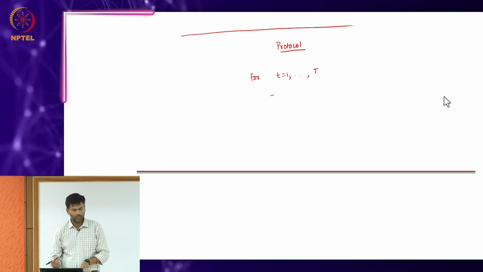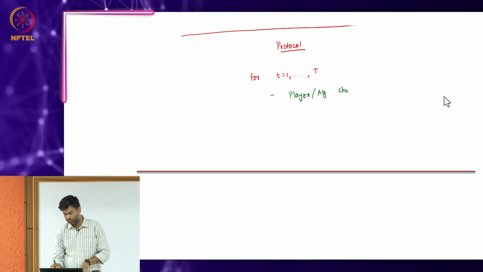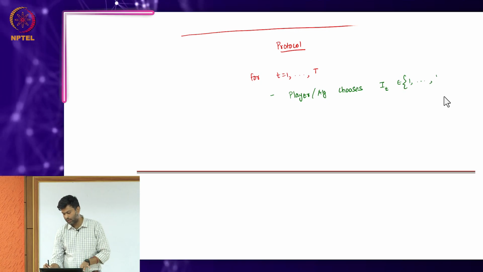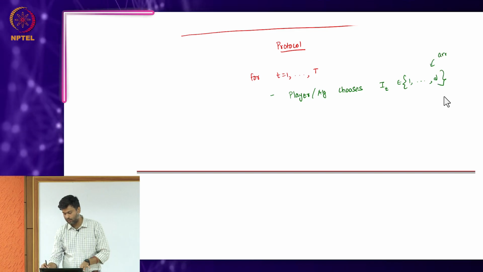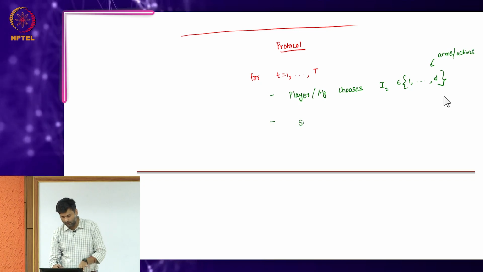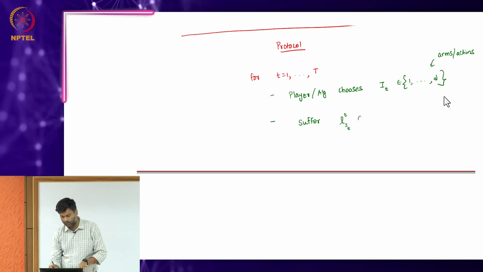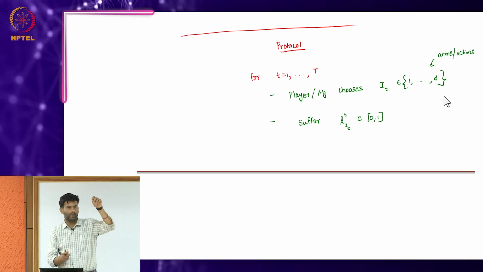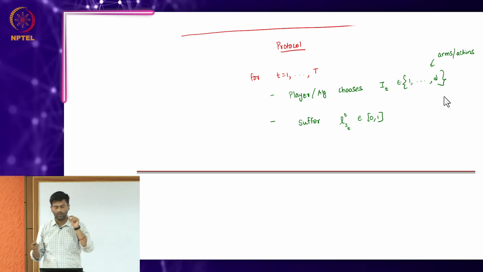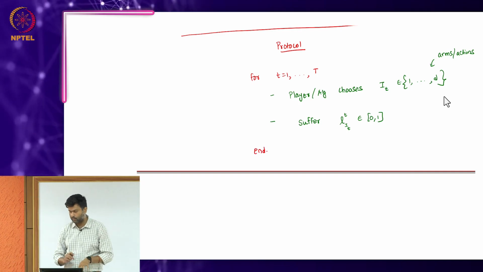We have only partial information, clearly, right? So let's say the player or algorithm chooses an arm, some arm I_t, from a bunch of arms that it can pick. So these are arms or actions, depending on how you want to call it. It suffers or observes some loss, L_t(I_t), in [0,1]. That is, there is a loss vector. Every arm has a loss. You don't just get to see that, right? You only get to observe the loss for the arm that you chose. So this is the protocol.